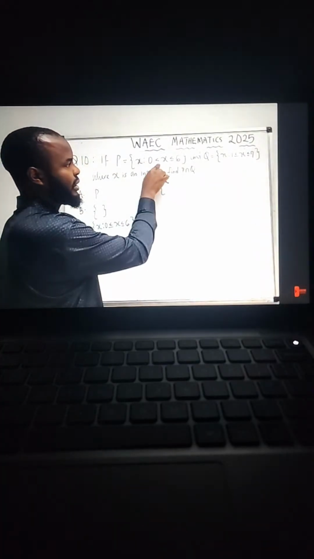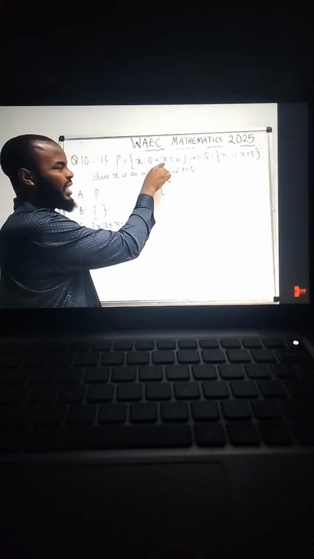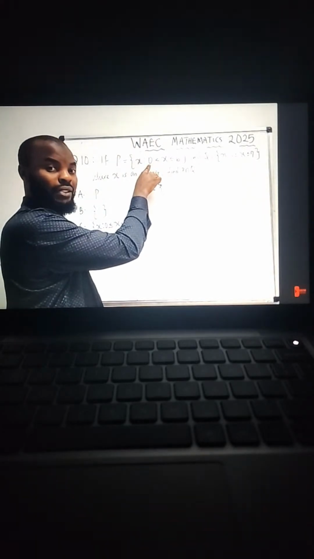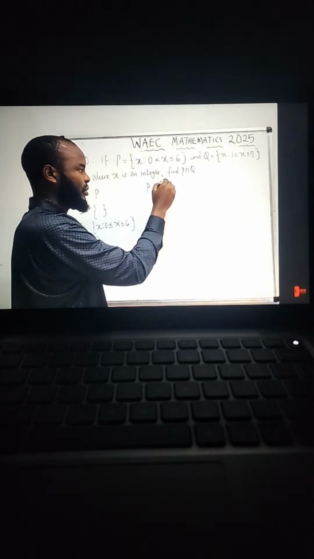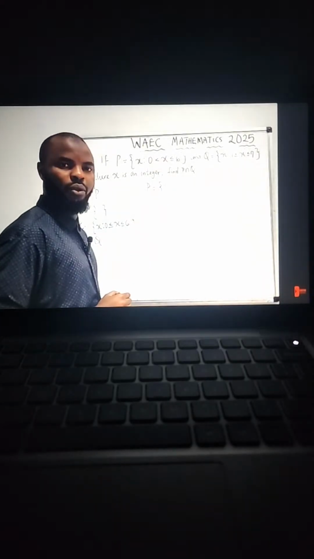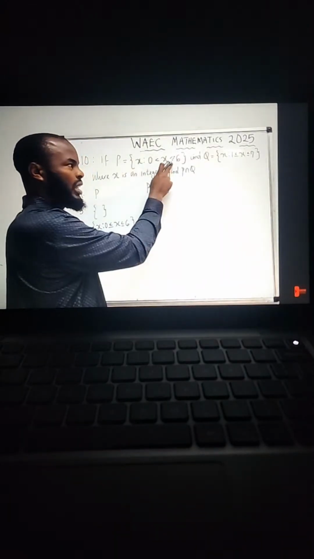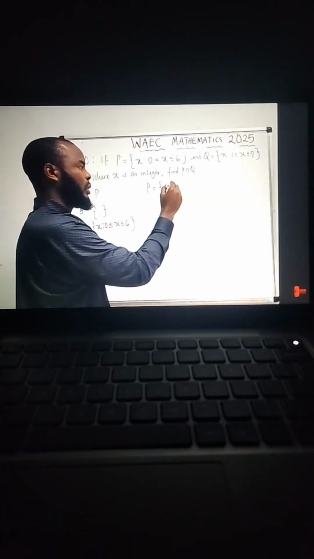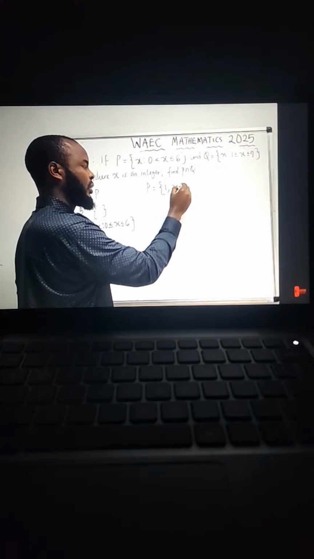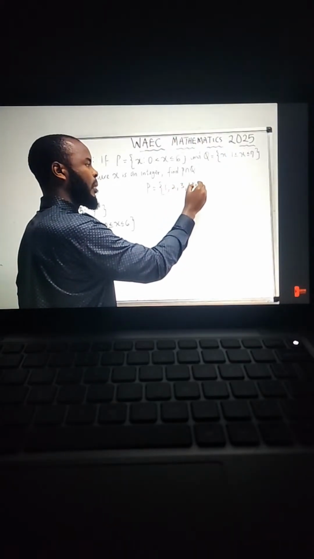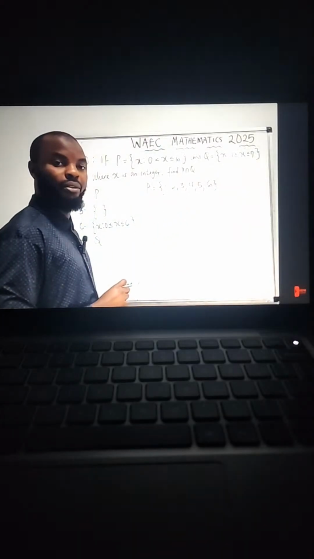Now, if you look at this inequality, you can see that X is greater than 0. That is what this is talking about. That is, the value of X starts from a value greater than 0, which is 1, 2, less or equal to 6. That means 6 is inclusive. So we have 1, 2, 3, 4, 5, and 6. These are the elements of P.